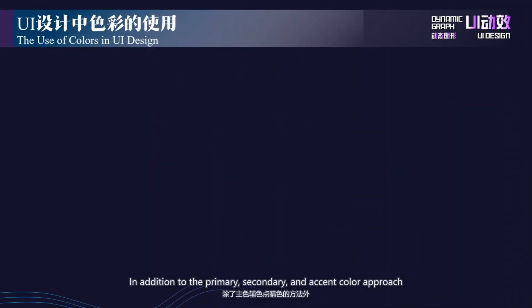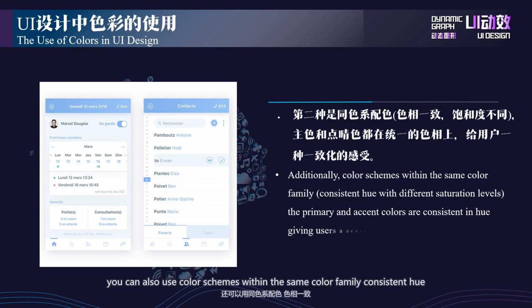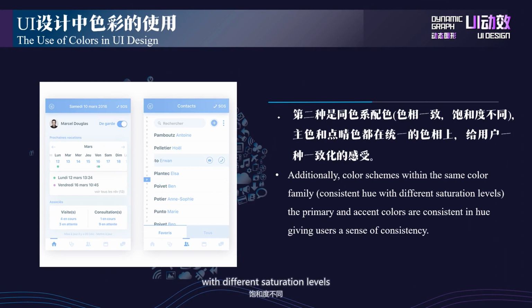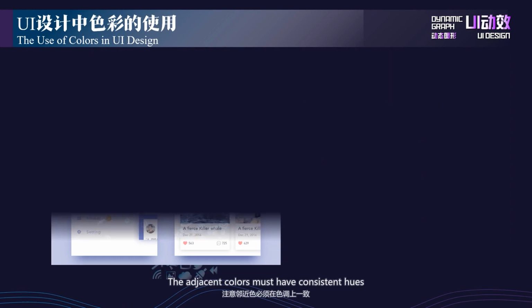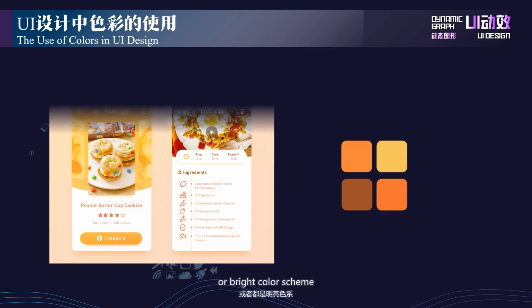In addition to the primary, secondary, and accent color approach, you can also use color schemes within the same color family, consistent hue with different saturation levels. As shown in the image on the right, the primary and accent colors are consistent in hue, giving users a sense of consistency. If you are unsure of color choices, you can also select a photo with unified hues and extract adjacent colors from it. The adjacent colors must have consistent hues, such as belonging to the same muted color scheme or bright color scheme.